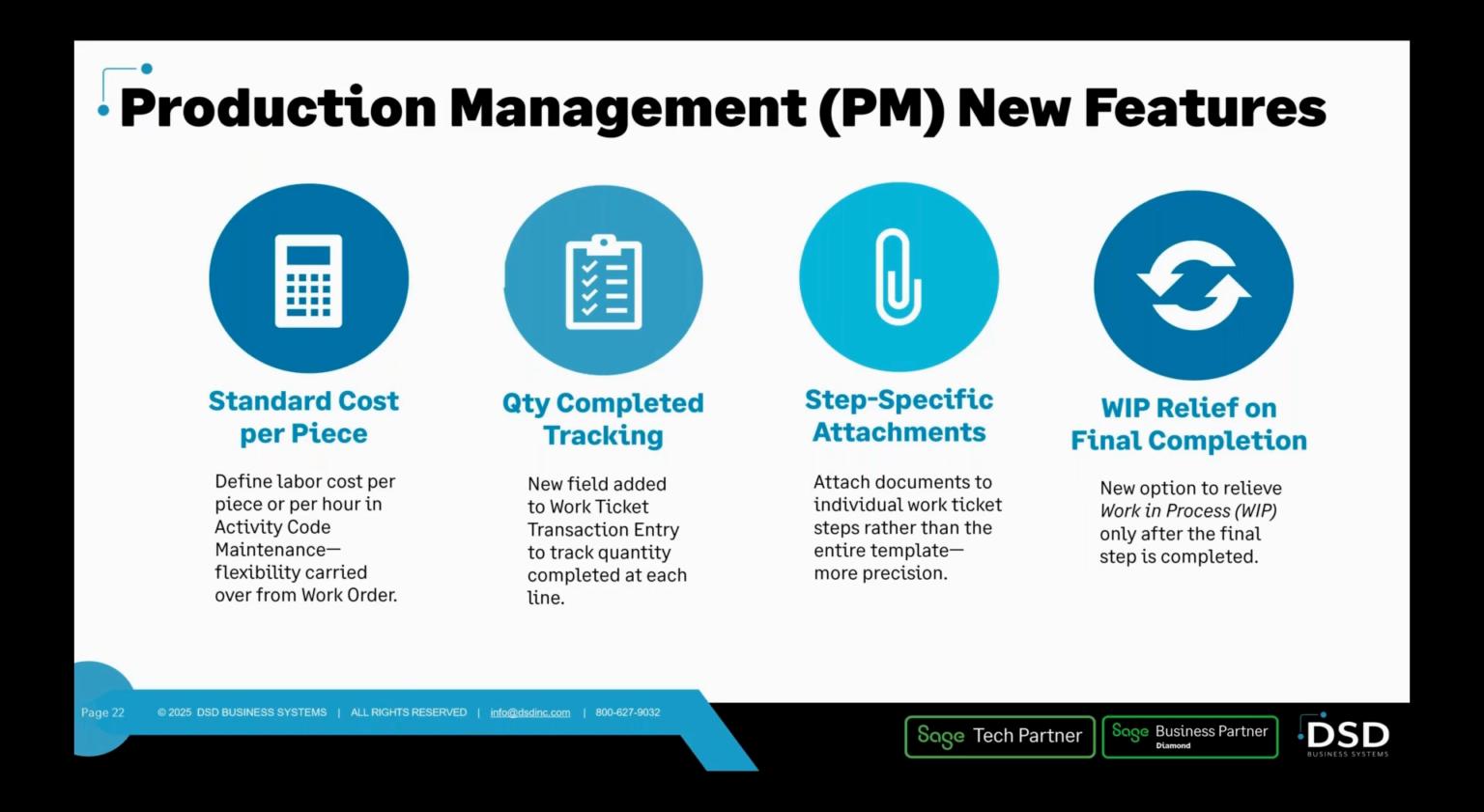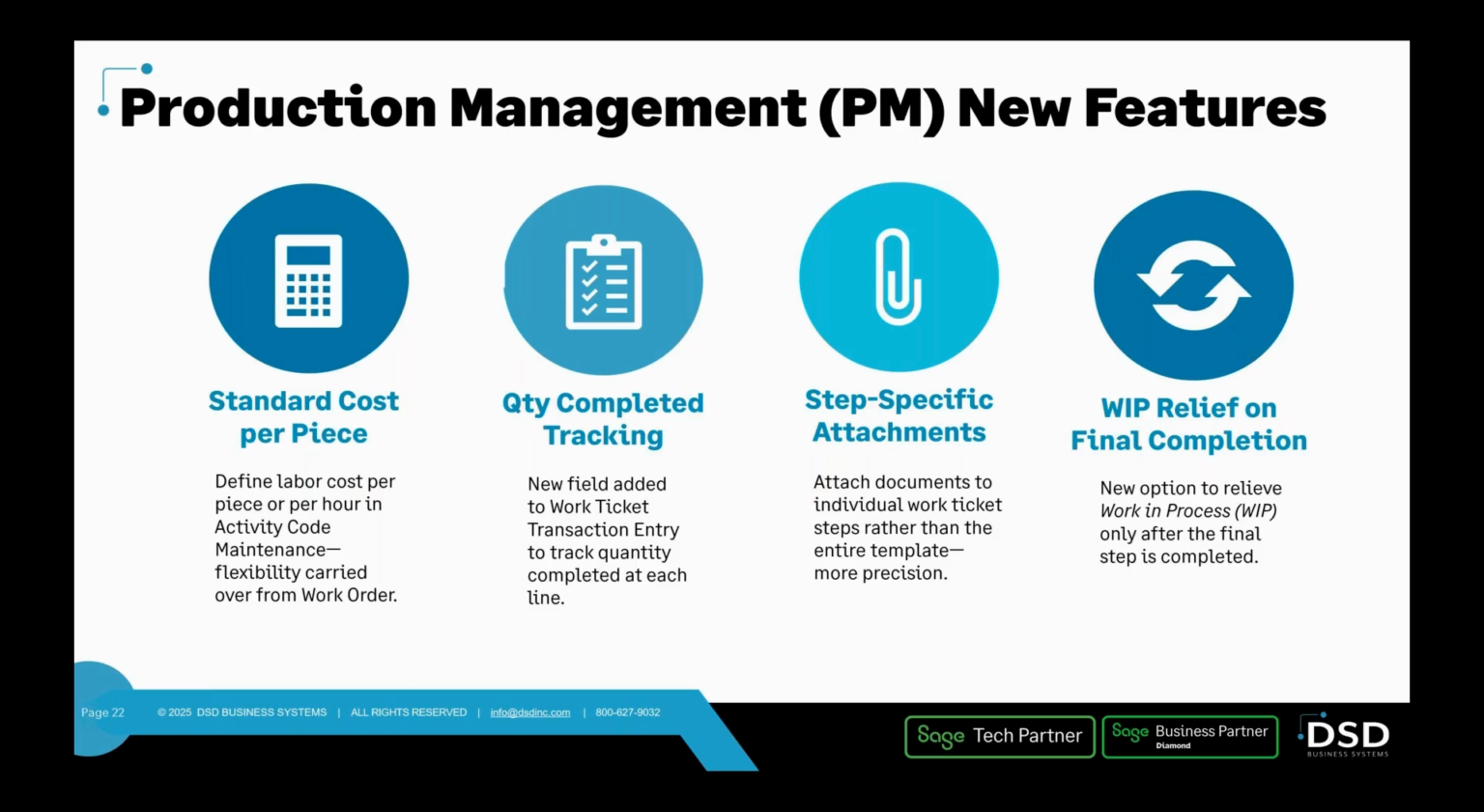Number 3 here is step-specific attachments. You can attach documents and you can attach images to work orders. These documents can have drawings, these images can be drawings, they can have instructions. And a lot of times those instructions refer to a specific step of the work ticket. So Sage has given us the ability to associate these images and these documents with a specific step or operation of the work order.